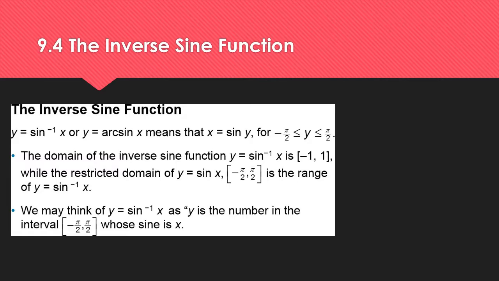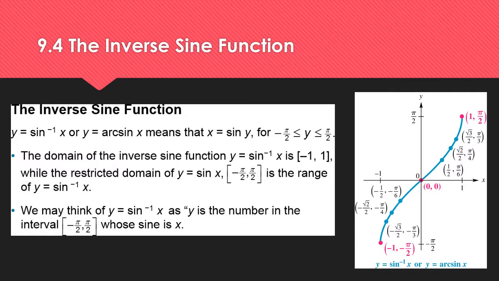Basically, that means that x equals sine of y for values of y from negative pi over 2 to pi over 2. The domain for the inverse function is -1 to 1, which is the range of the regular function. The restricted domain of the sine, negative pi over 2 to pi over 2, is going to be the range of the inverse. We can think of y equals inverse sine of x as y is the number in the interval from negative pi over 2 to pi over 2 whose sine is x. In other words, x is the sine, y is the angle.